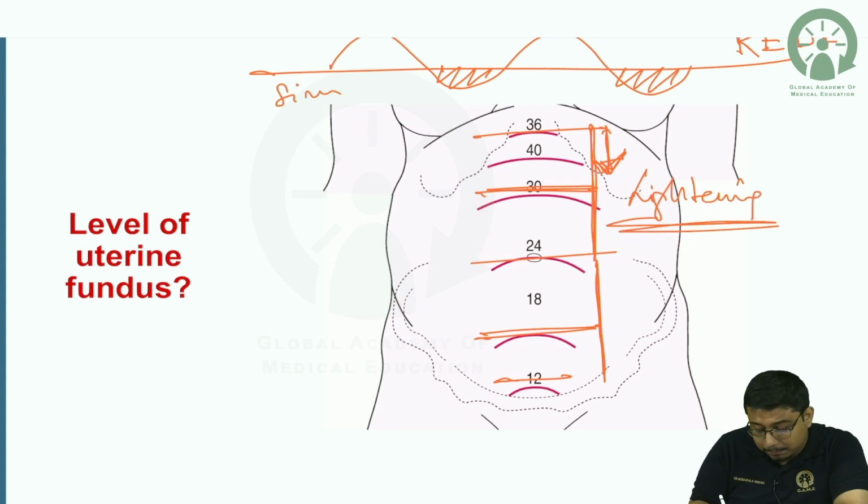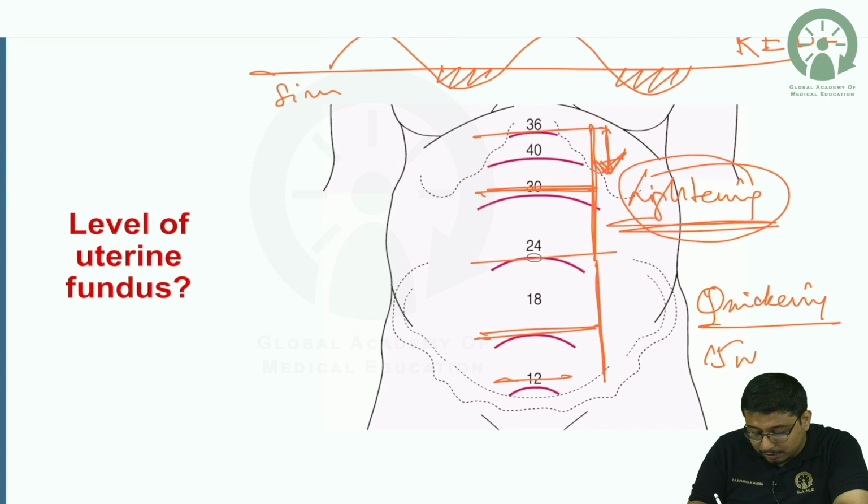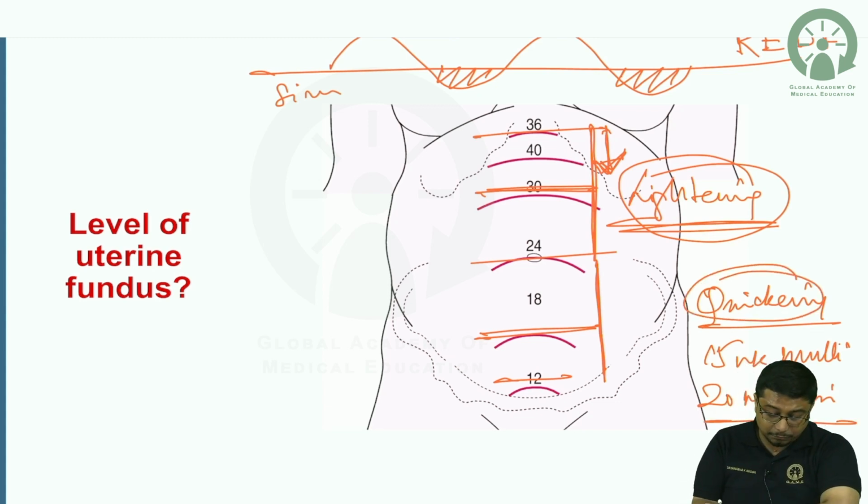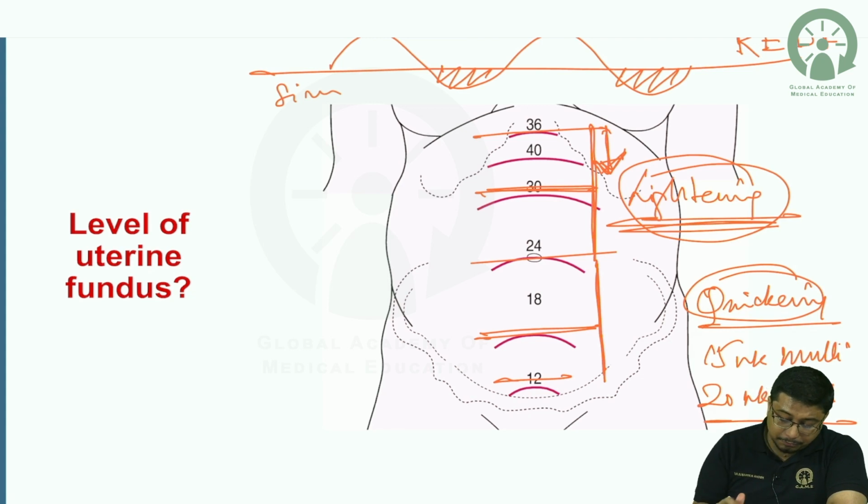Okay, one of the important phenomena of the second trimester is quickening, when the first fetal movement is felt. That is 15 weeks in multi and 20 weeks for a primi. So this is one of the important phenomena of the second trimester, quickening. In the third trimester, the important phenomenon is lightening.